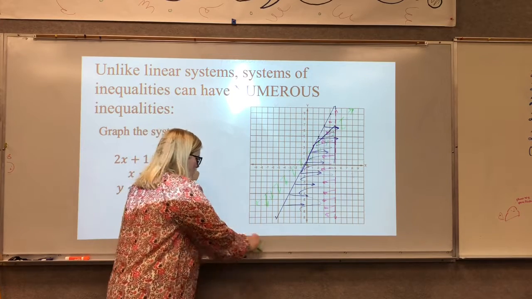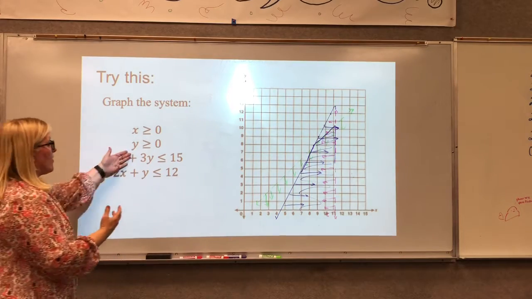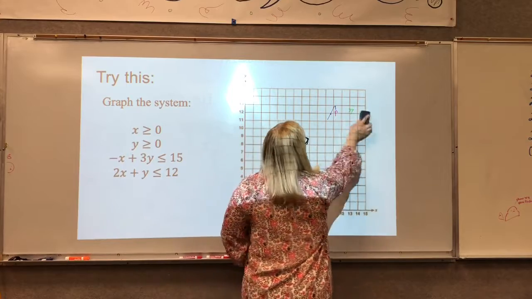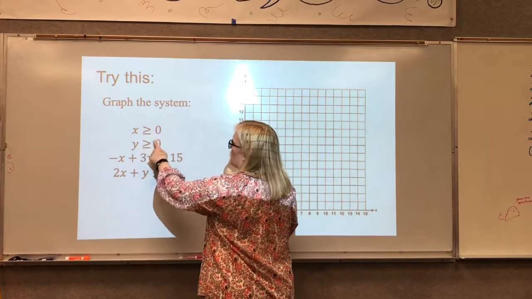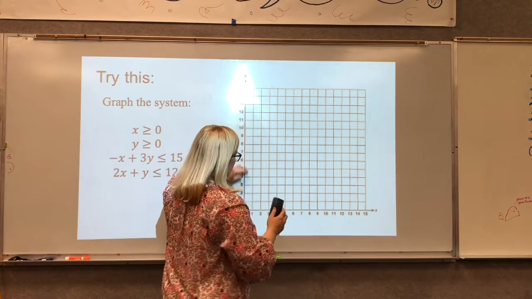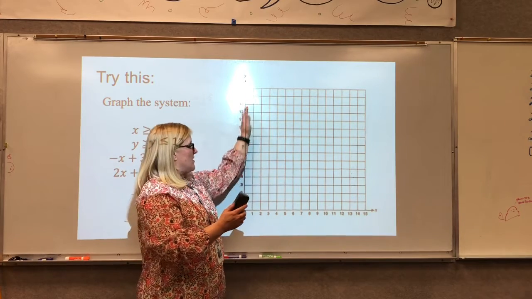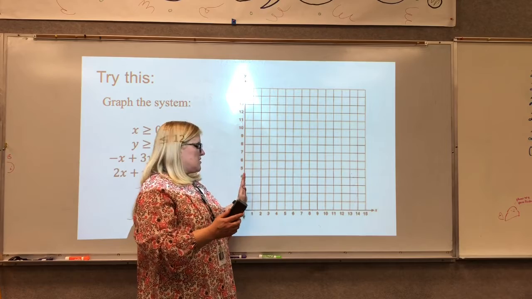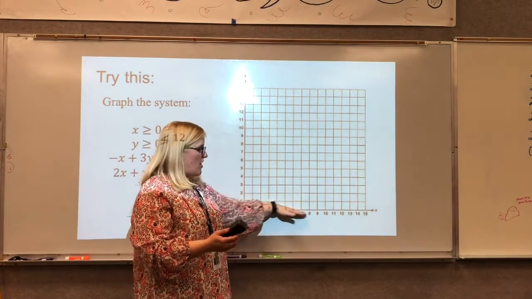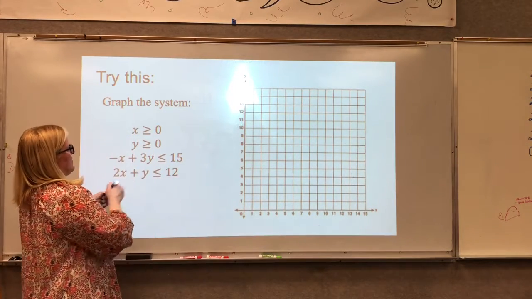Next of all, and this will be our last example, we have one that has 4. Now luckily, whenever you have x is greater than 0, or x is greater than or equal to 0, and y is greater than or equal to 0, this is when we're dealing with the first quadrant. So that's nice. We have an automatic border right here and an automatic border down here. All right, so let's graph these.